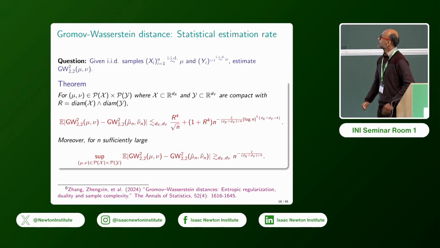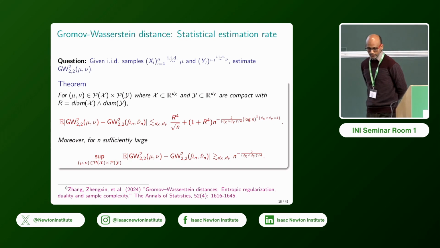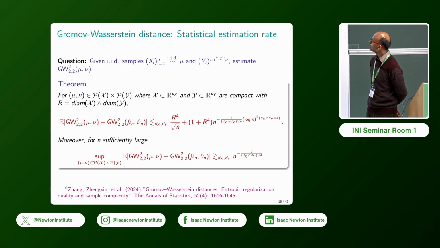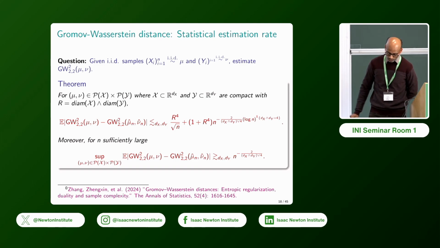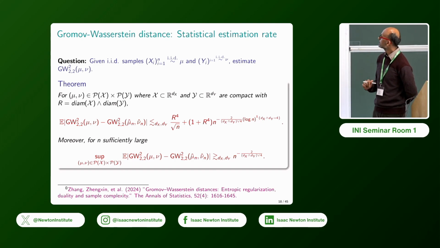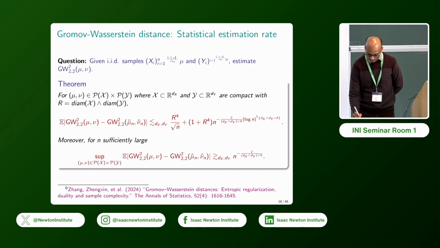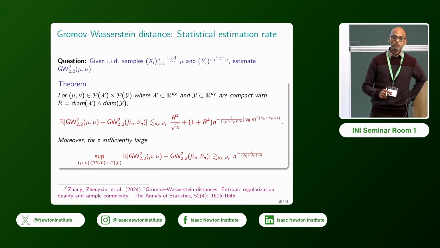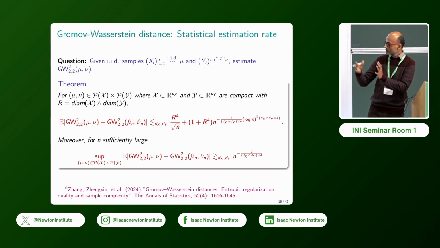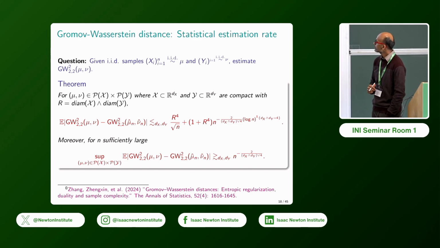Right. So here is the result. If you are given two sets of samples, and you want to estimate the Gromov-Wasserstein between mu and nu, the result says, of course, there is a curse of dimensionality. The key point to note here is that the rate depends on the minimum of the dimensions between the input space and the output space. So that's the key one.